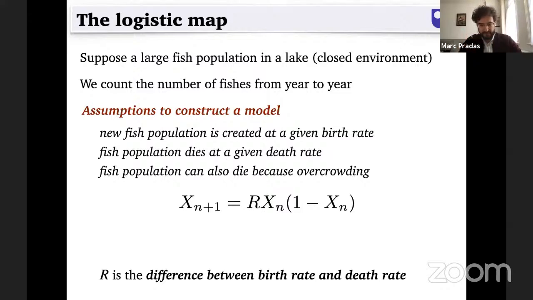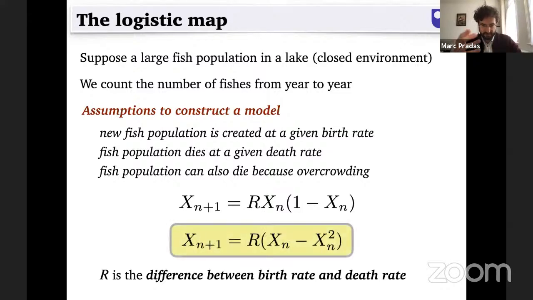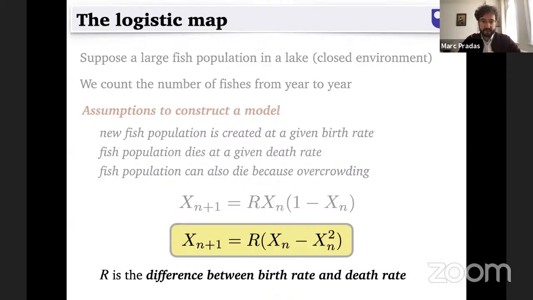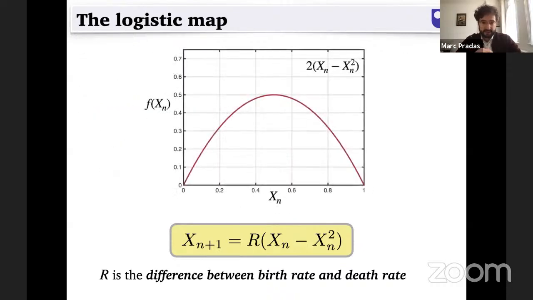these three basic assumptions. And you can combine this and write it in this form where we have xn minus xn squared. So this is an example of these iterative maps that we have described in the previous slides. It's a linear term plus a quadratic term. And if you plot the function, you can see that it has this quadratic shape with a maximum at x equal to 1/2, and then it goes to 0 at 0 and 1.